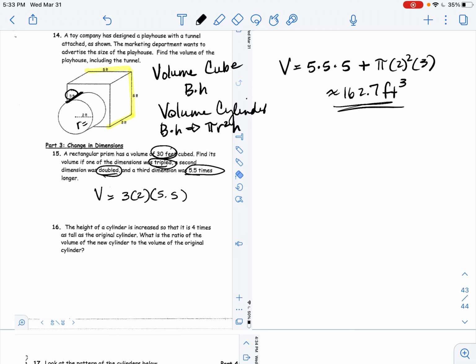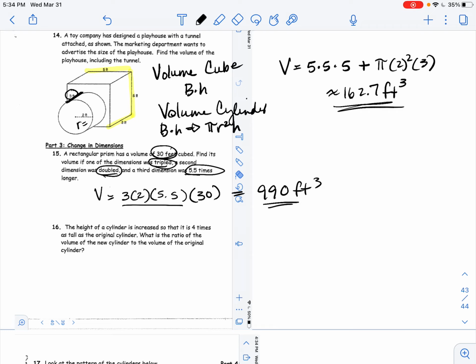All right, so if our volume is 30 to start with, we're going to take our volume and multiply by all of these dimensions. So it's going to be 30 times 3 times 2 times 5.5, and that's going to give me 990, and this is feet cubed.